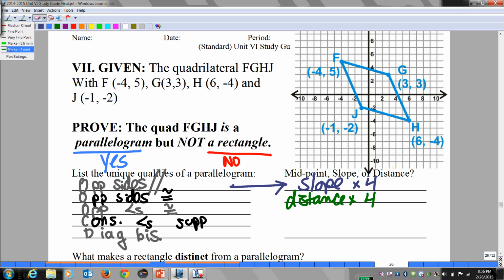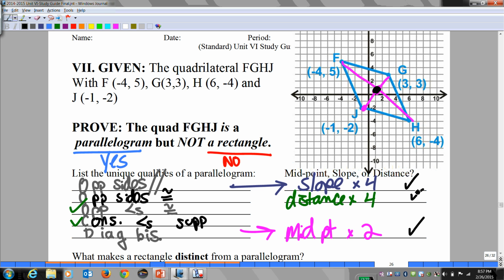I can't show the angles being equal or consecutive angles add up to 180 on a coordinate plane, but I could show the diagonals. If you drew in the diagonals, I could show the diagonals bisect each other by finding the midpoint of each diagonal. So to find the diagonals bisect, I would do the midpoint of the diagonals, of which there's only 2. So any one of these would be able to prove that yes, it's a parallelogram.